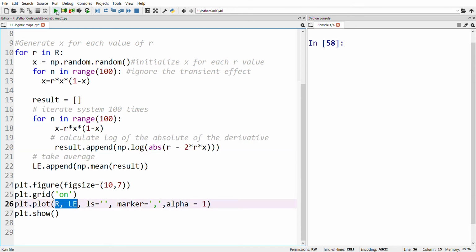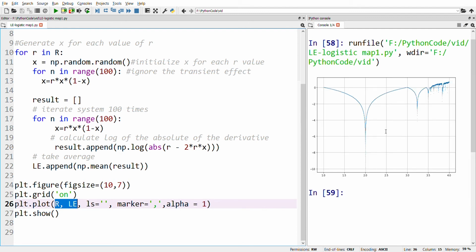Let's see the output. So here we have the beautiful diagram of the logistic map. The Lyapunov exponent is one of the most important chaos detection techniques, which shows whether a dynamical system is chaotic or non-chaotic. So how do we determine if a dynamical system is chaotic or non-chaotic with the Lyapunov exponent diagram?